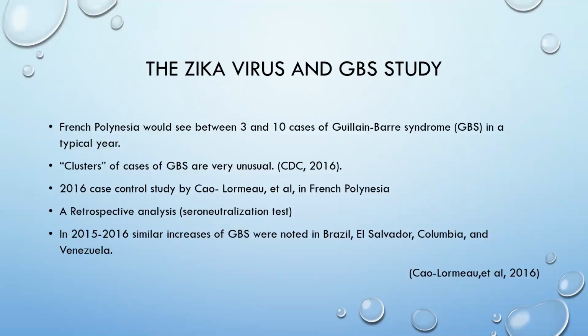In a 2016 case control study by Cao-Lormeau et al. in French Polynesia, 42 Guillain-Barré syndrome cases were identified during the 2013 to 2014 Zika outbreak. 88% of those reported an illness compatible with Zika virus infection. A retrospective analysis, which included seroneutralization testing, demonstrated that all 42 cases were positive for dengue and Zika virus infection. In 2015 through part of 2016, similar increases of GBS were noted in Brazil, El Salvador, Colombia, and Venezuela.